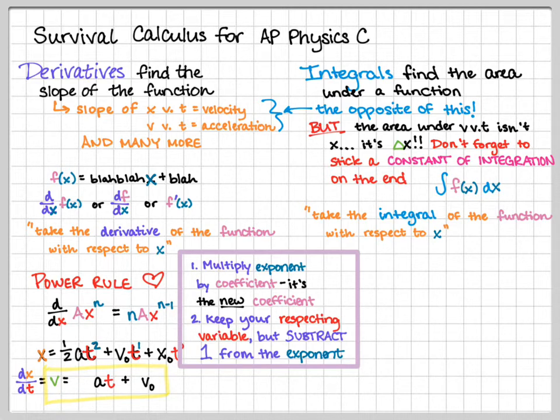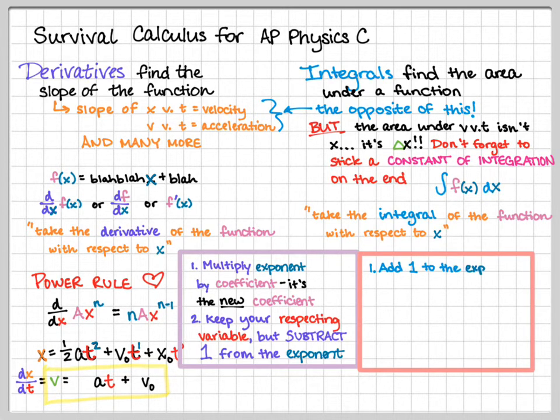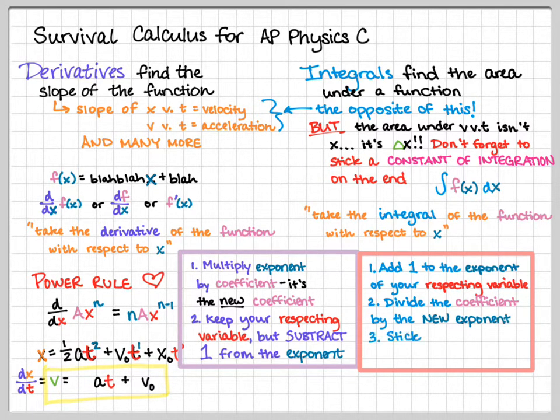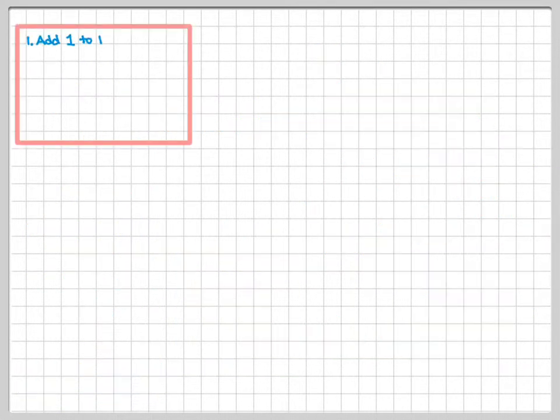So the very, very last step in the derivative is knocking 1 off of the exponent. Here I'm going to start by adding 1 to the exponent. Then, with that new exponent, I'm going to take my coefficient and divide it by that new exponent. And then the third step, you got to stick that plus c on the end, or if you know exactly over what bounds you're integrating, you're going to have to evaluate that integral numerically. More on that later. So here are the steps again.